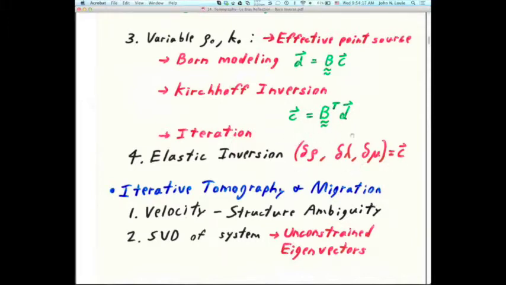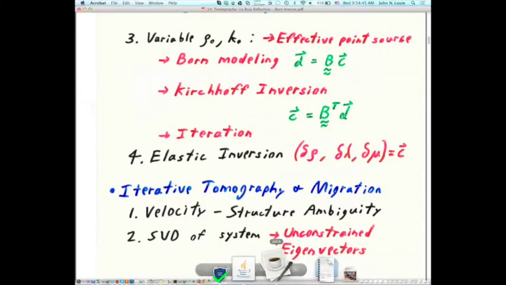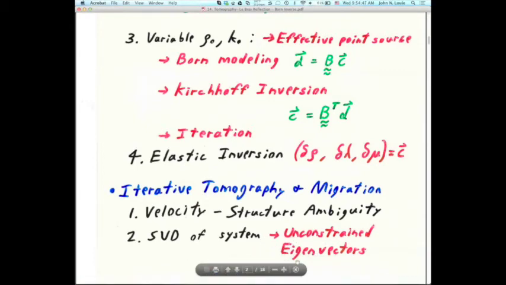And I'll talk a bit about elastic inversion, okay? Where, as we have on land for sure, each reflector is some combination of delta rho, delta lambda, and delta mu. The Lamé elastic lambda parameter, mu is the rigidity, rho is still the density. Okay. So that's where we've been here with tomography and where we're going.